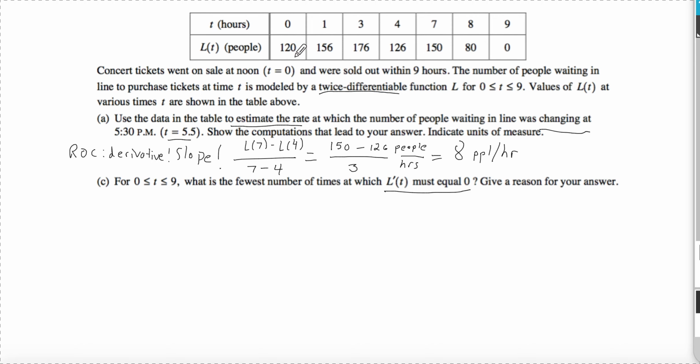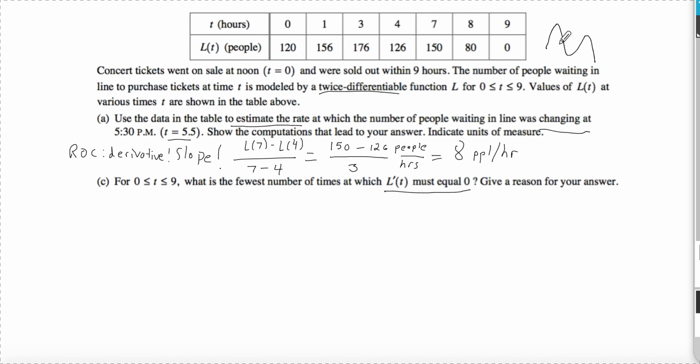Intuitively, what do we know about L? We know that L increases. We can see L increases at least somewhere on this interval 0 to 3. And then it decreases somewhere 3 to 4. And then it increases again. And then it decreases again. So just kind of in our minds, what do we see happen? It looks like at a minimum, L of t increases, and then it decreases, and then it increases, and then it decreases.